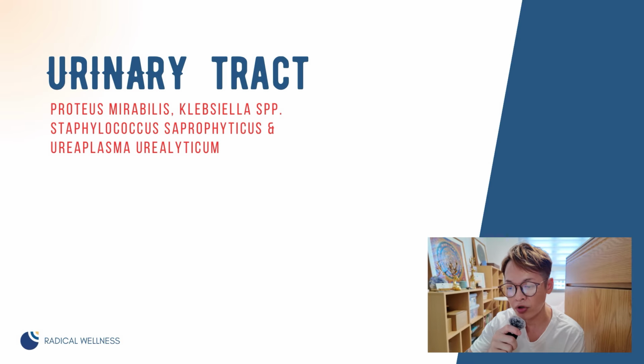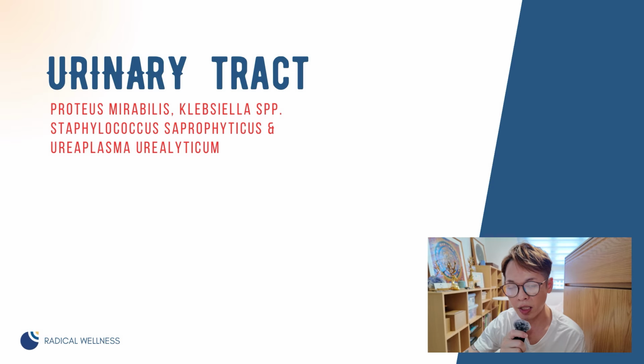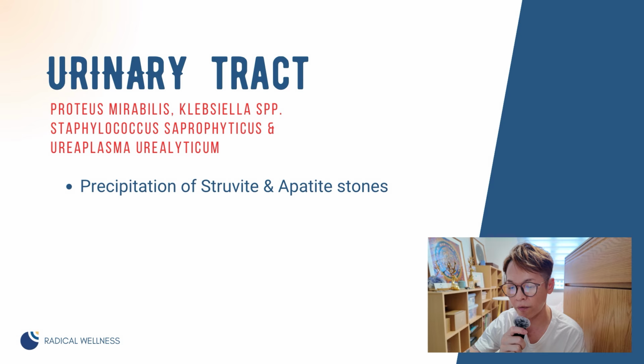Then in the urinary tract, urease-producing bacteria such as the ones listed here are often the cause of urinary tract infections. The excess ammonia can alter the pH level, leading to the precipitation of magnesium ammonium phosphate, also known as struvite stones, and calcium phosphate crystals, referred to as apatites.